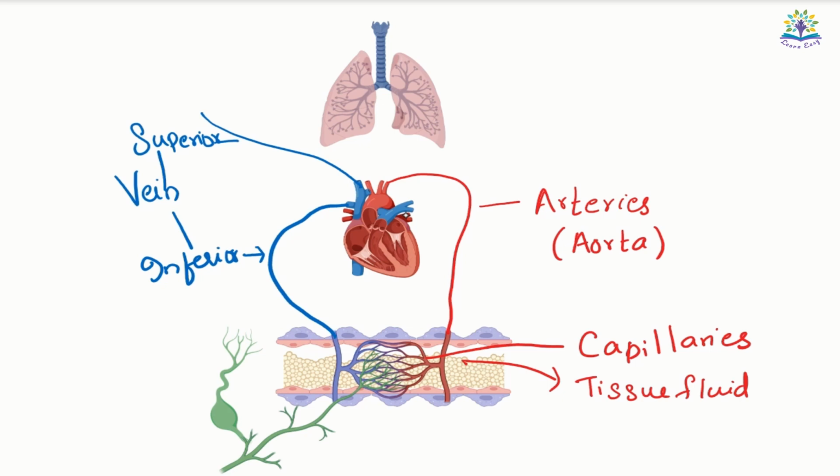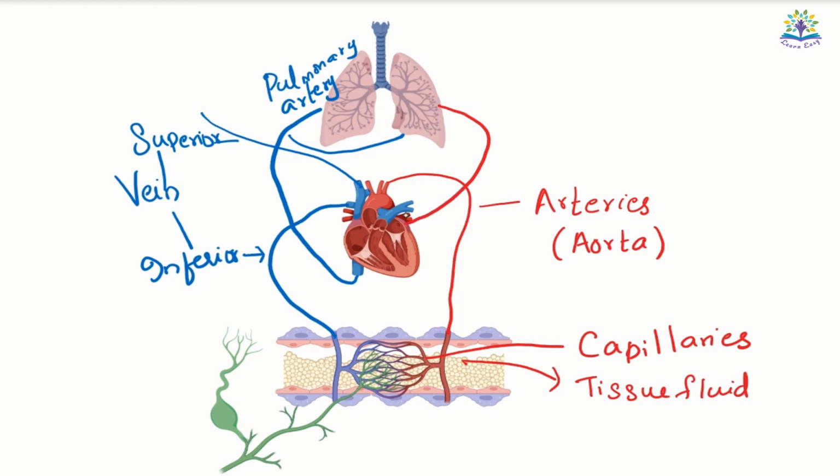the right atrium. This deoxygenated blood, that is, carbon dioxide-rich blood, is transported back to the lungs for removal by the pulmonary artery. Once the exchange is done, the oxygen-rich blood is then transported back to the heart by the pulmonary vein so that it can be pumped to various parts of the body.